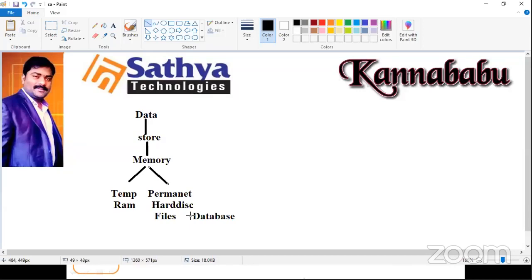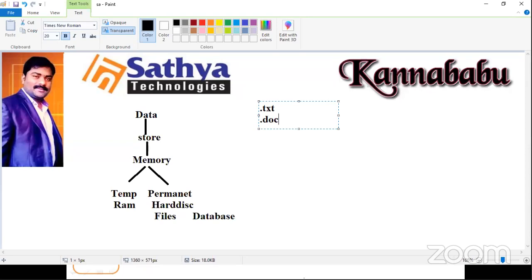Whatever you save in your computer, you can see my computer consists of C drive, D drive, E drive. These all consist of files. Those files are also stored in the hard disk only. Files means .txt file, .doc file, .pdf file, .jpg file, .mp3 file, .png file, .mdf file, .ldf files. A lot of files are there. Code related files are there. Data related files are there.